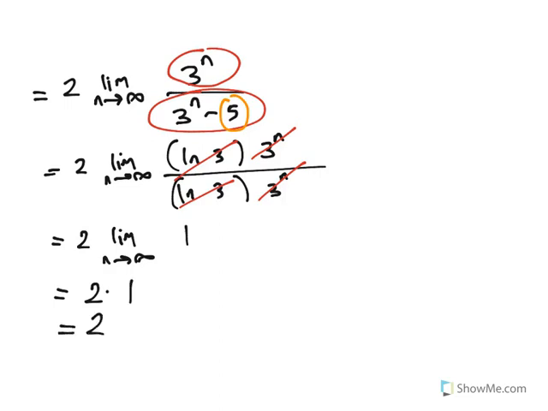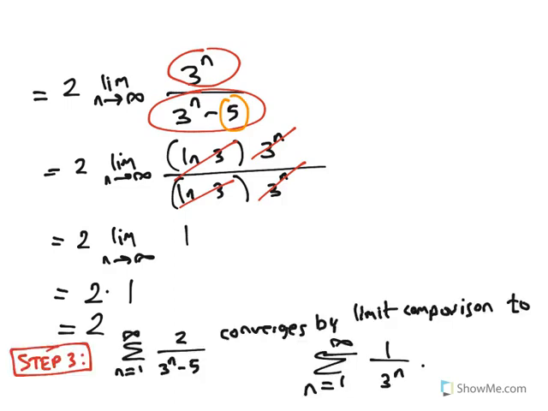So the limit from the limit comparison test is a finite positive number. It's a number, and it's positive. So we can conclude by the limit comparison test that the series for number 16 converges based on the work that we have shown. So step 3 is to state the conclusion, and I'm stating that the series that we began with for number 16 converges by limit comparison to this convergent geometric series.